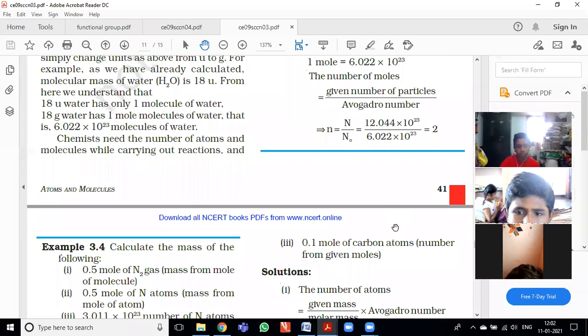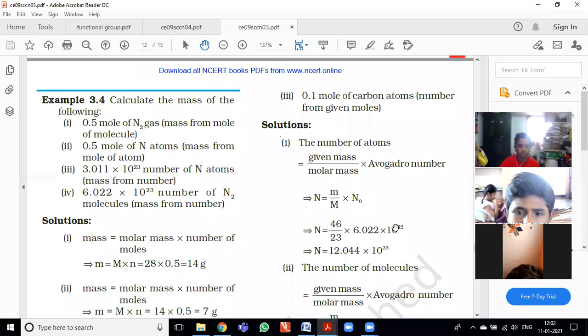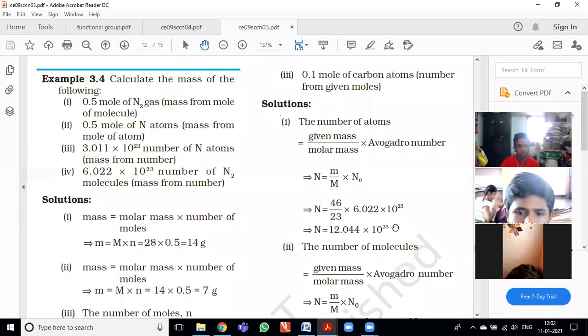So you must also know about this. Here, calculate the mass of the following: 0.5 moles of N2 gas. We want to calculate the mass. Your moles are given, you calculate the mass. Mass is equal to molar mass into number of moles. Remember that formula. So m is equal to M into n, which is 28 into 0.5, that is 14 grams.